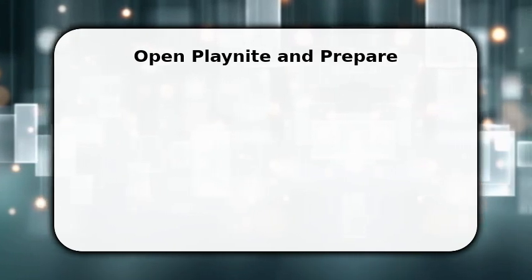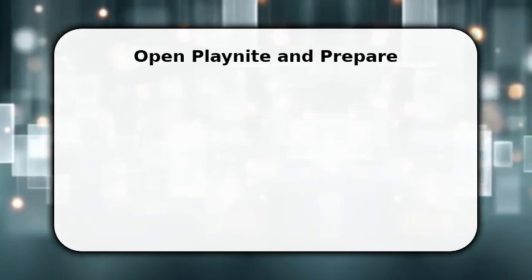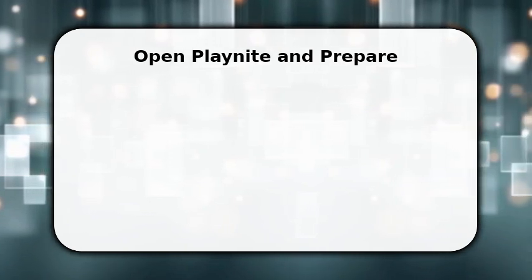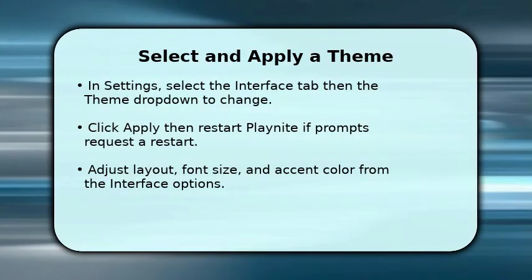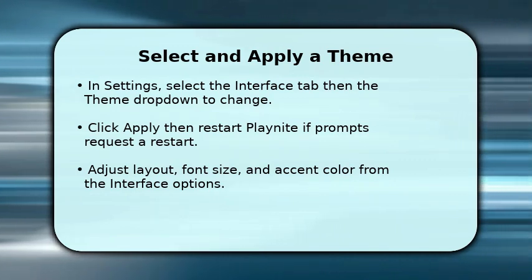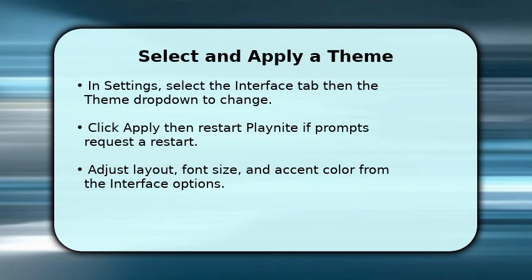Download a theme zip from a trusted source, or copy a theme folder you already have. Move the theme files into the themes folder, and then inside Playnite settings, select the Interface tab to view theme options. Use the theme drop-down to pick the theme you installed from the themes folder. After selection, click Apply to load the new theme into the UI immediately.